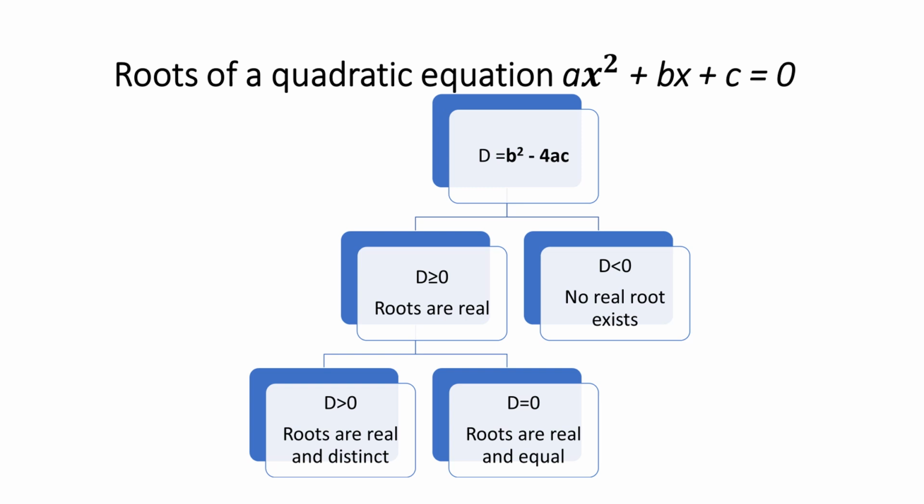Now before going to the next example, let us recall some very important concepts. If you have a quadratic equation ax square plus bx plus c, we know the discriminant or delta D is given by b square minus 4ac, and from the value of D we can decide how many and which type of roots it will have. So D is b square minus 4ac. If D is greater than or equal to 0, we know that the roots are real. If it is less than 0, no real root will exist. Now if D is greater than 0, the roots are real and distinct, and if D is equal to 0, the roots are real and equal.